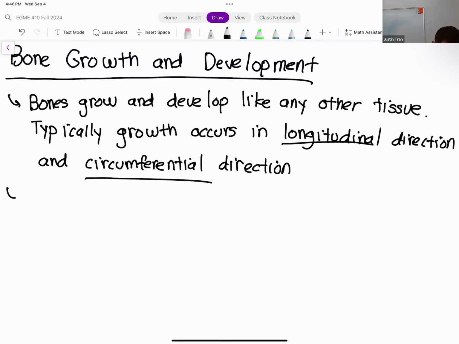So let's talk about longitudinal growth first. The way longitudinal growth works is that new bone is added in layers in your bone, right? So when your bone needs to grow in length, a new layer of calcium, or a new layer of bone material, gets added towards the end.